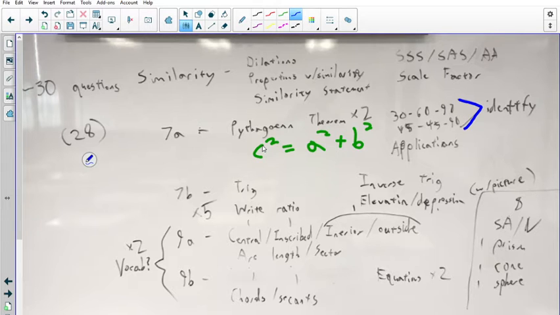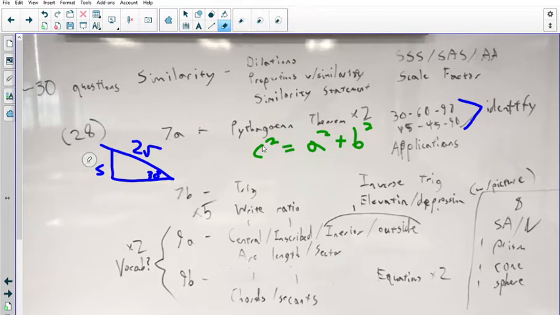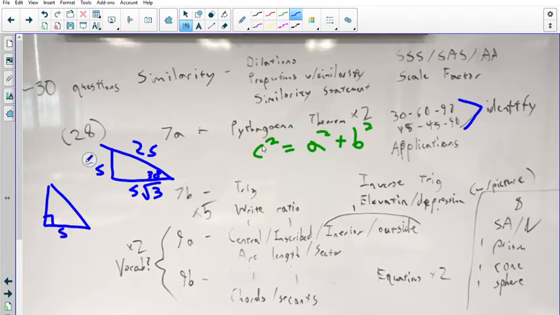But the 30, 60, 90 rule, here's 30, is that we have this side across from the 30 is our short leg, and then this hypotenuse is double the short leg, and then this is my short leg times the square root of 3. That was our 30, 60, 90 rule. Our 45, 45, 90 rule is that the legs were congruent and that the hypotenuse was those legs times the square root of 2.